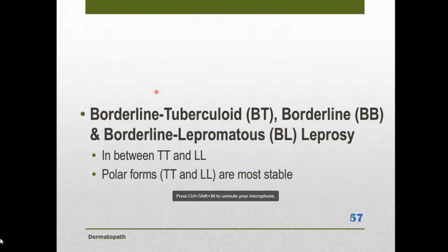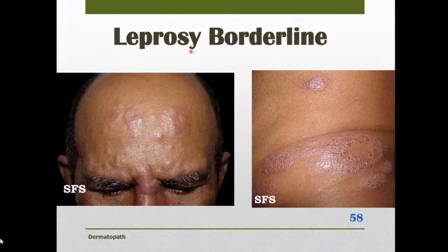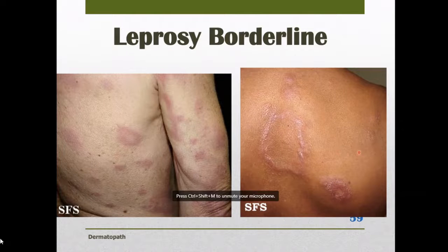So polar forms, TT or LL, are most stable. Meaning, to say stable, it means someone with them tends to remain there, not to change towards borderline. While those with borderline usually change toward another subtype. So in borderline, this person will have plaques, and in some areas he has nodules. Nodules are lepromatous, while plaques will be for tuberculoid. Again, many images here.